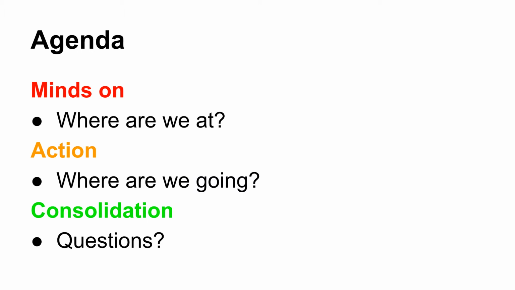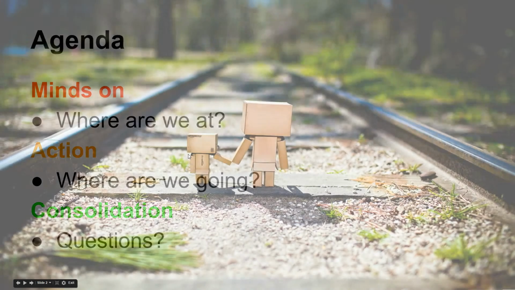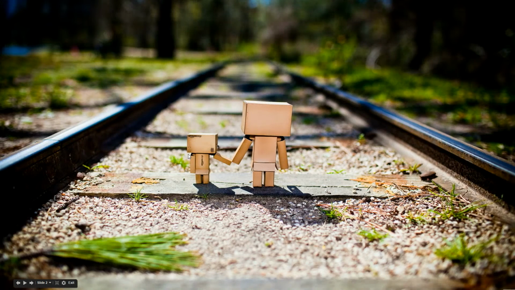So, there were three things I was going to tackle tonight. First, where are we at? And second, where are we going? And then finishing off with a Q&A period, which we obviously can't do, given that this is a one-way only system. So here we've got a cute little picture of where we can go. Nice little forest railway with two little box people.